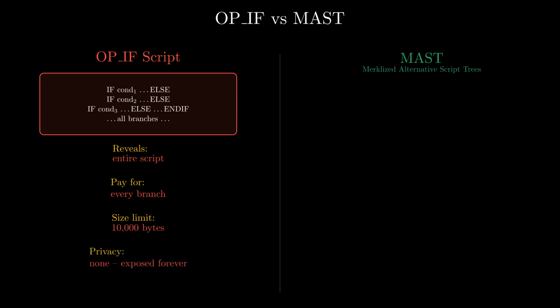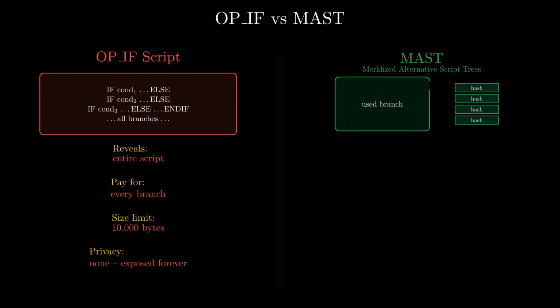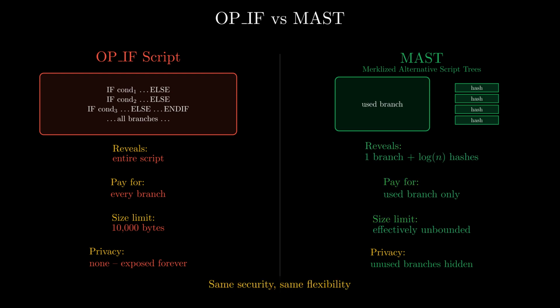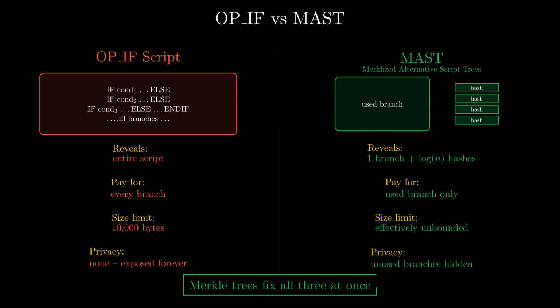With MAST, Merklized Alternative Script Trees, spending reveals one branch plus a tiny stack of hashes. You pay only for what you used. The size cap effectively vanishes. Unused branches stay completely hidden. Same security, same flexibility, dramatically less footprint. Merkle trees fix all three problems at once.